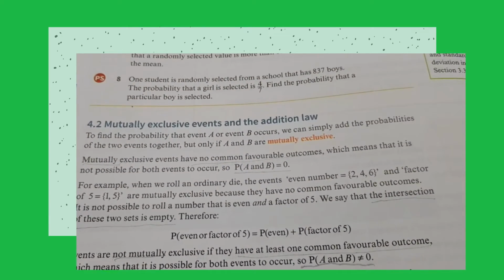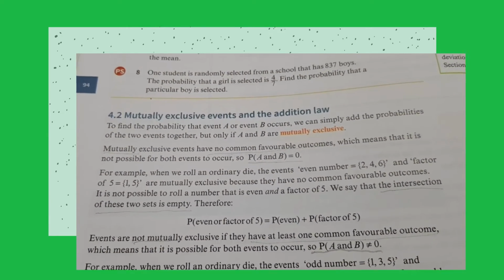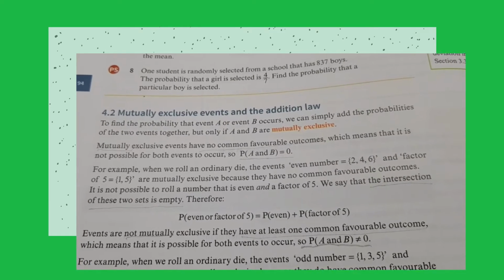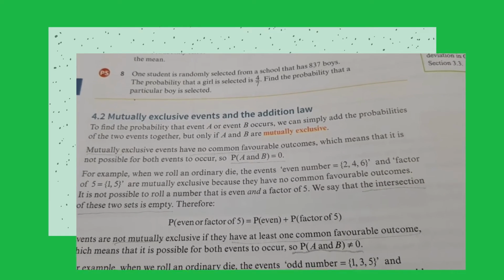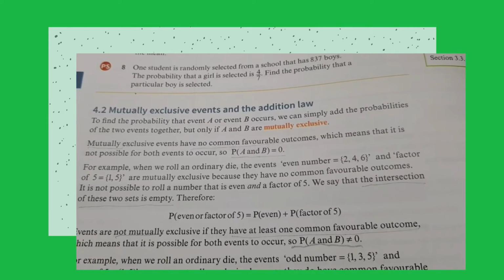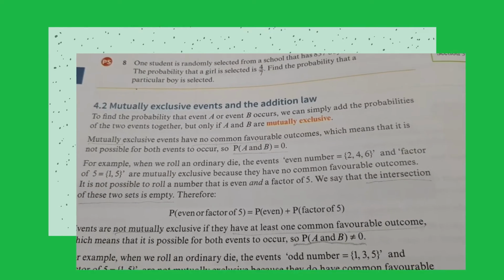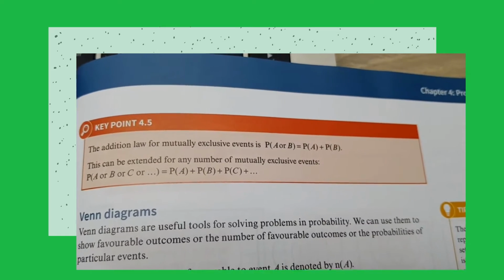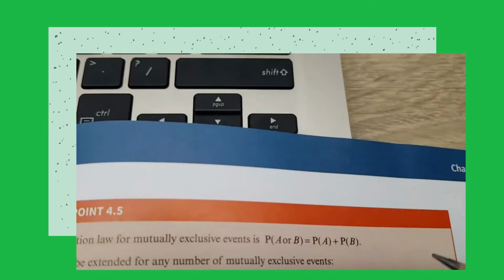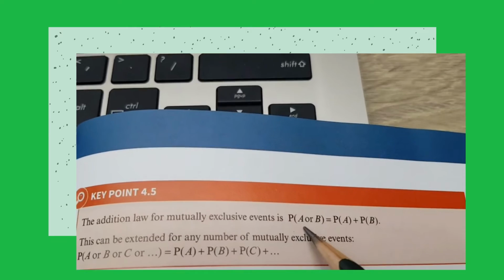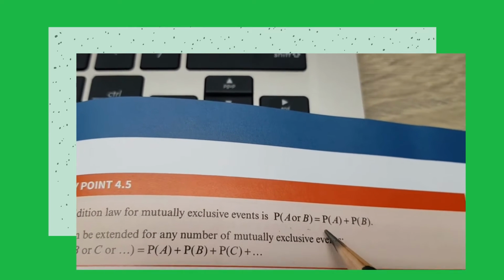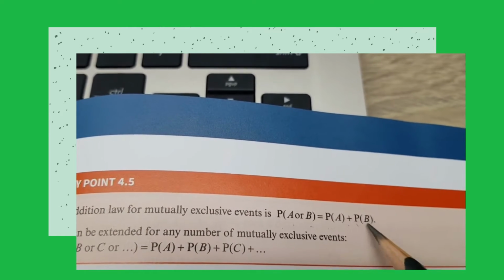To find the probability that event A or event B occurs, we can simply add the probabilities of the two events together, but only if A and B are mutually exclusive. The addition law for mutually exclusive events is P(A or B) equals P(A) plus P(B).